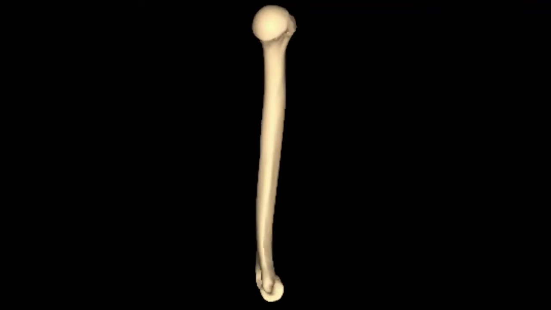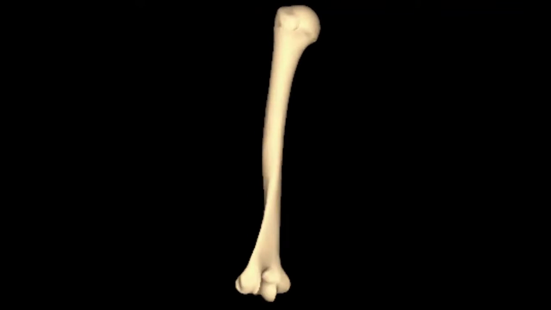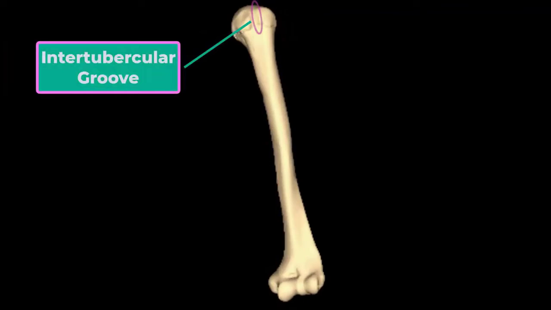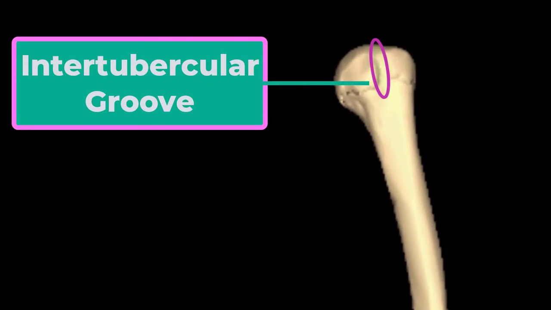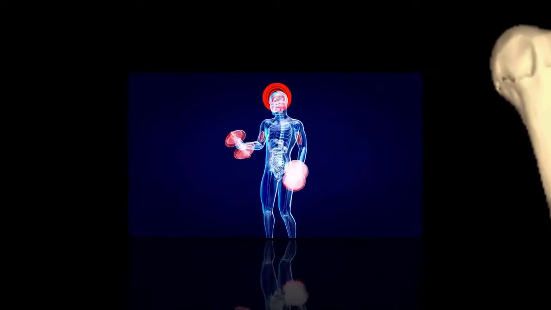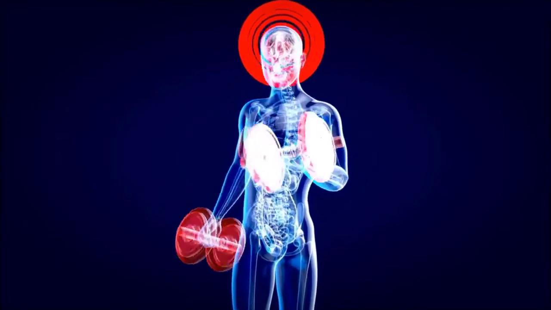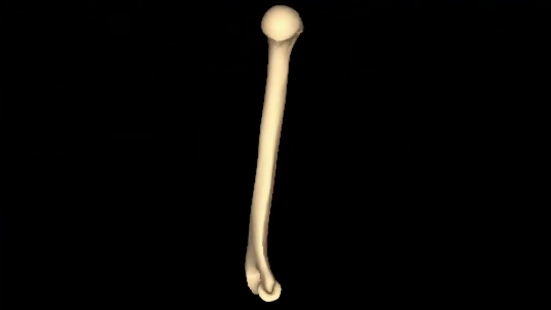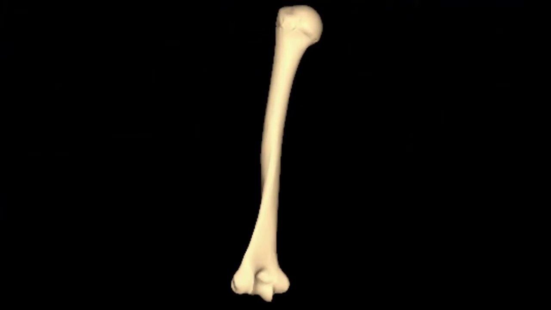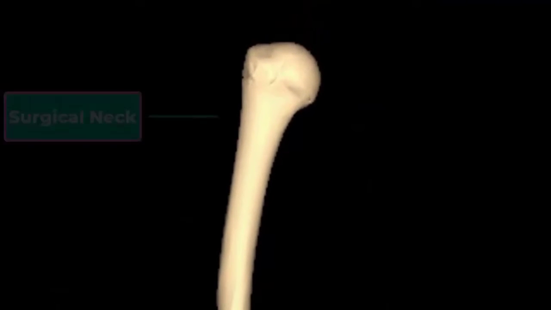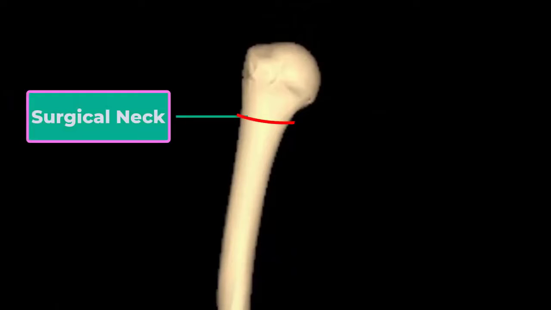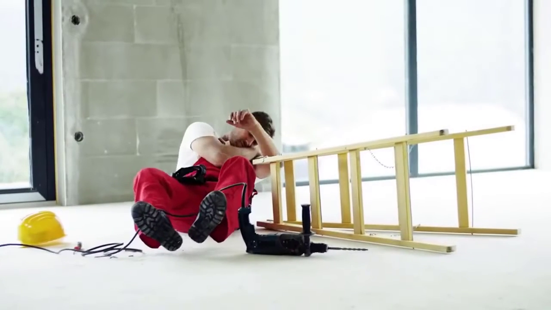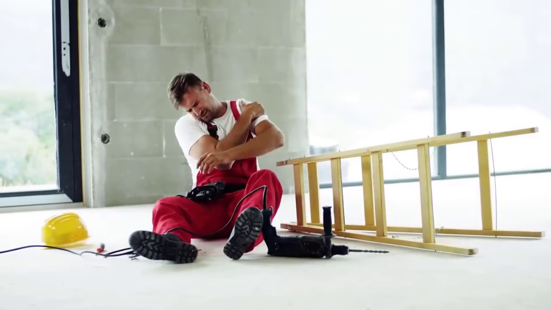Passing between the greater and lesser tubercles is the narrow intertubercular groove, or sulcus, which is also known as the bicipital groove, because it provides passage for a tendon of the biceps brachii muscle. The surgical neck is located at the base of the expanded proximal end of the humerus, where it joins with the narrow shaft of the humerus. The surgical neck is a common site of arm fractures.